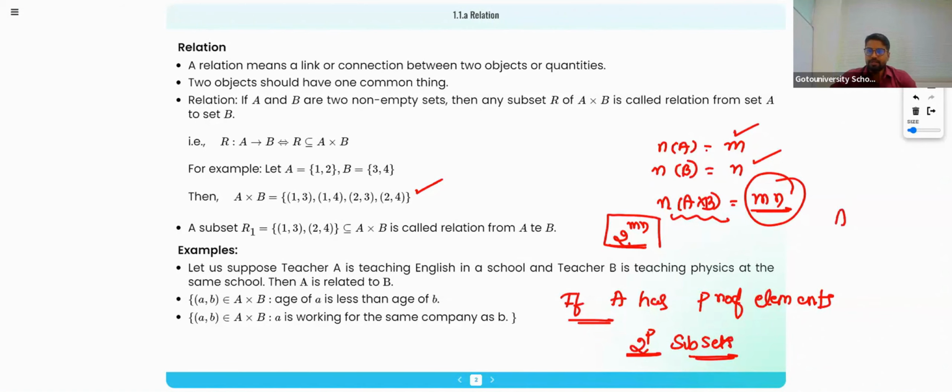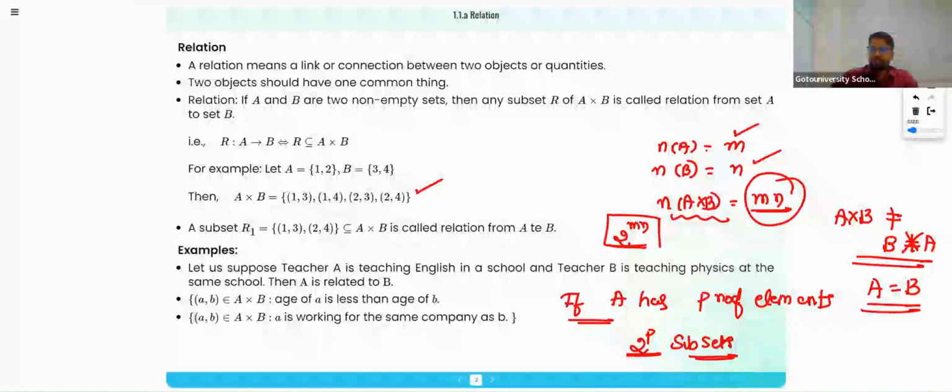And also one more thing, A cross B may not be equal to B cross A unless, tell me unless, when they are equal? Suppose if they are equal, what is the possibility? The only possibility is A is equal to B. I'm just highlighting these things which might be useful for us in understanding the questions, because the questions can be twisted and you may get confused. If you know these basic things, you may not be confused, right? Yes, this is what relation is all about.